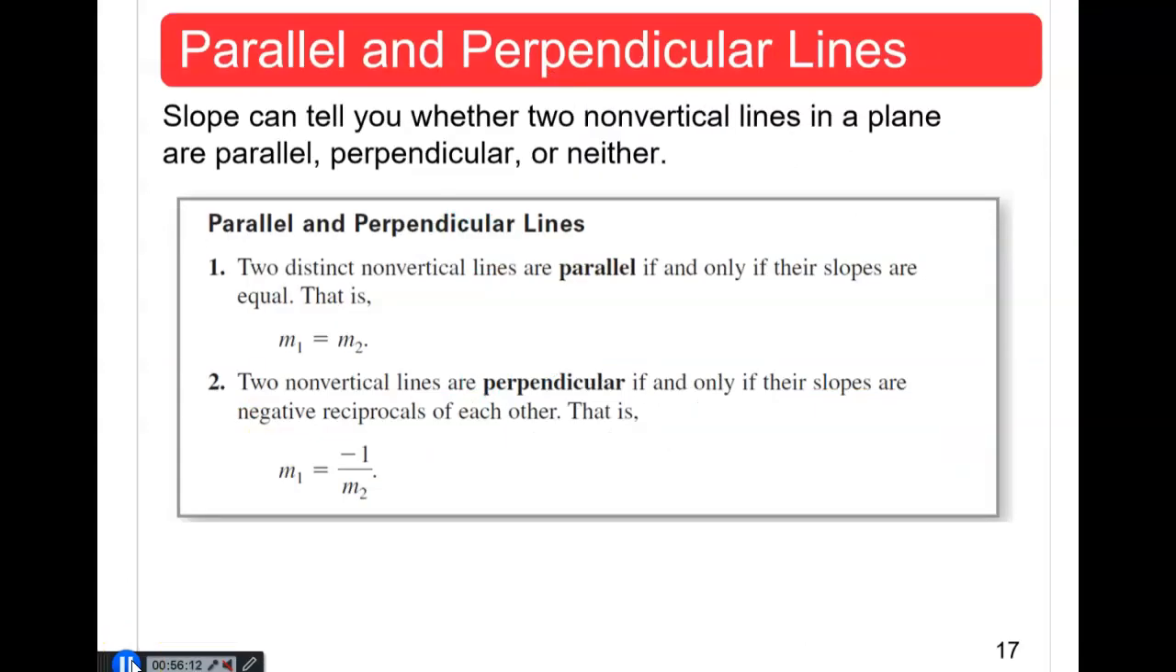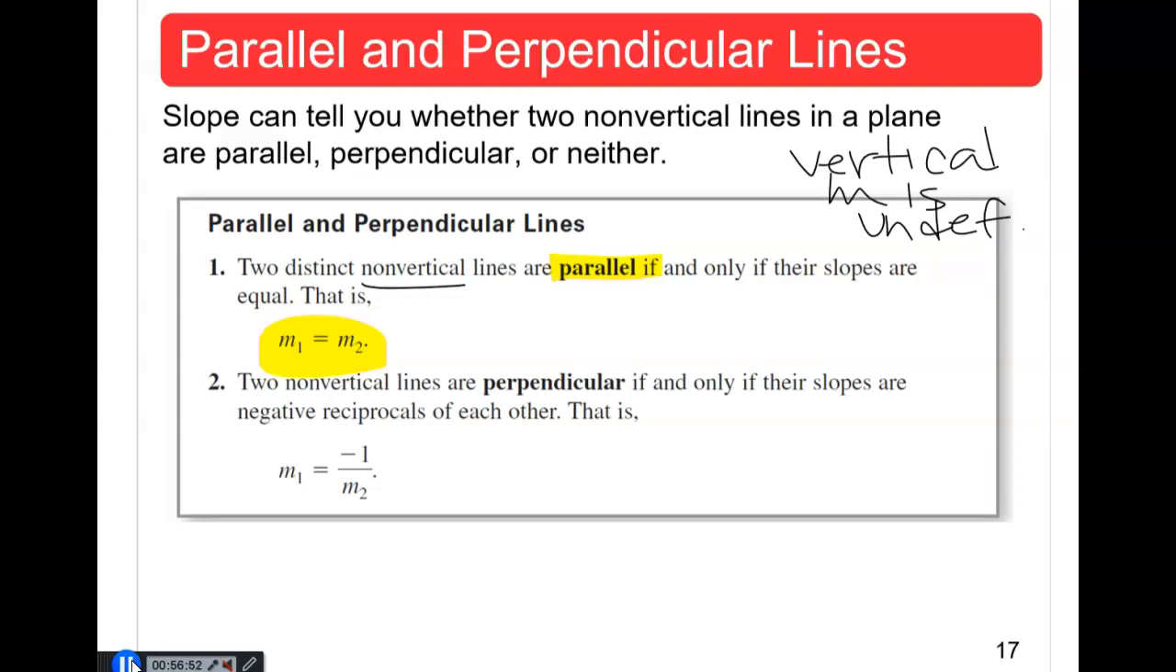So the next topic is parallel and perpendicular lines. For parallel lines, we have the case that two slopes are equal. We have to make the distinction that they're going to be non-vertical, because we already said over and over that for vertical lines, the slope is undefined. I like to abbreviate it like that.